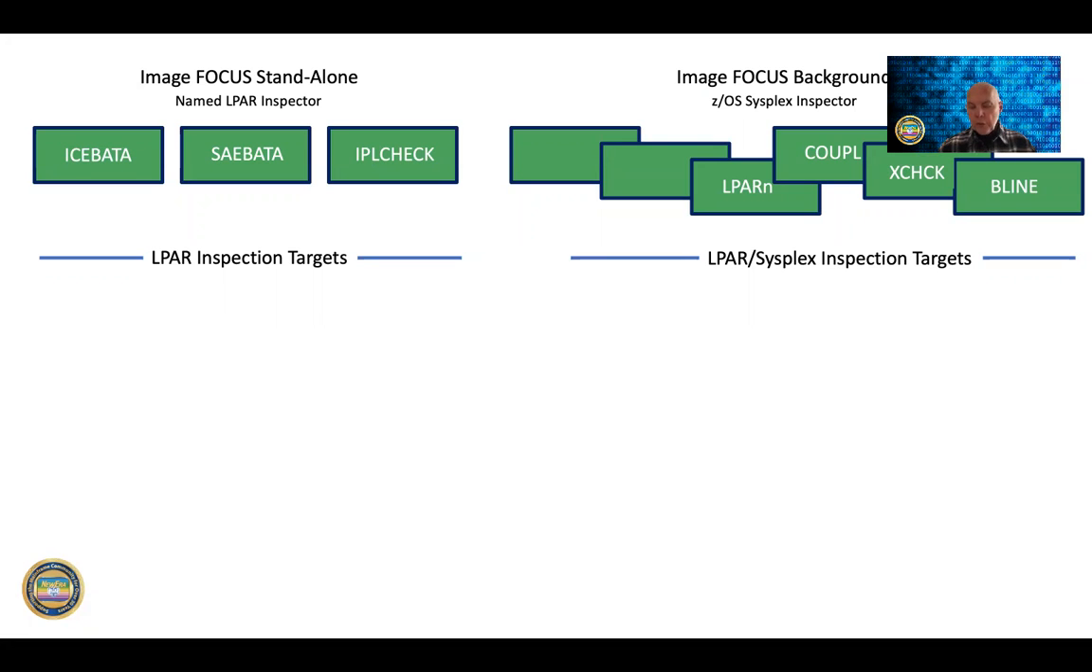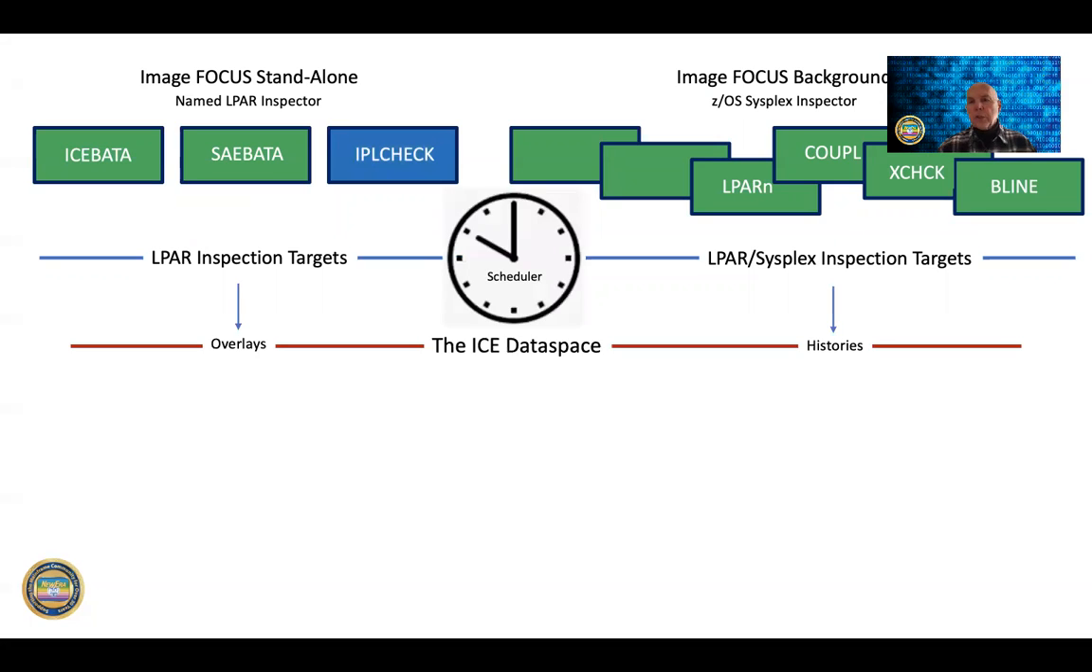Now, whichever of these you choose, you're likely going to hook it to a scheduler of some kind. In the case of ICE-BAT and SAE-BAT, and even in the case of the background, you could hook it to your job scheduler and it would run on a schedule that you set. You could also hook the background to the image focus internal scheduler if you like that. But IPL check is different. IPL check is run by the IBM Health Checker for ZOS. So you define it in the health checker parms to run at a specific time, and then the health checker kicks it off at that time.